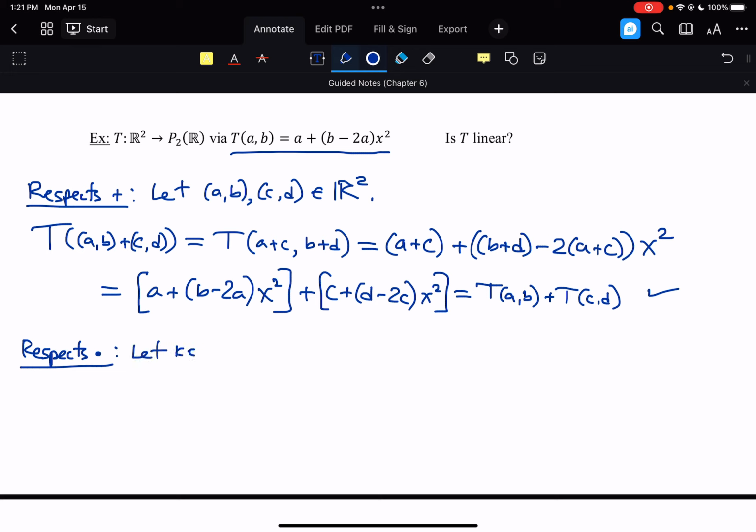So now we let K be a real number. Take transformation of K times AB. So that's Ka and Kb. Transform it, so that's going to be Ka plus Kb minus 2Ka times x squared.